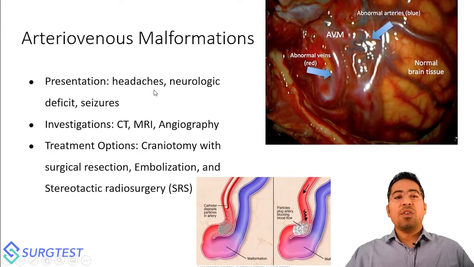As I told you, the presentation is with headache, neurological deficit and seizures. For investigations, the most common are CT and MRI angiography, and DSA is also done. For treatment, you either do a craniotomy and excise the AVM if it is easily approachable. If it is deep located, other options can be considered, like embolization via an intravenous catheter and stereotactic radiosurgery. By radiation you can give SRS, so gamma knife or cyber knife radiation you can give.